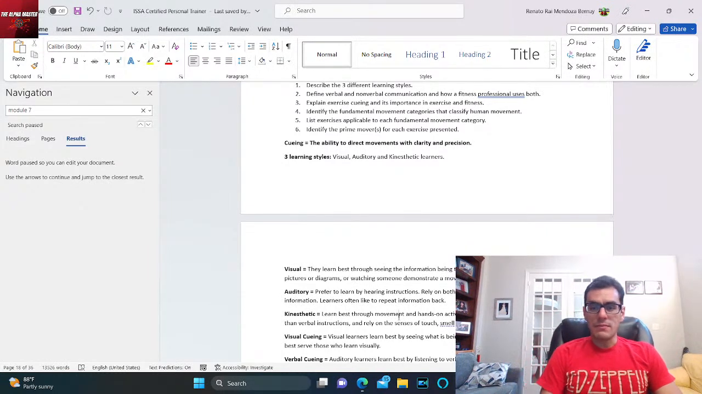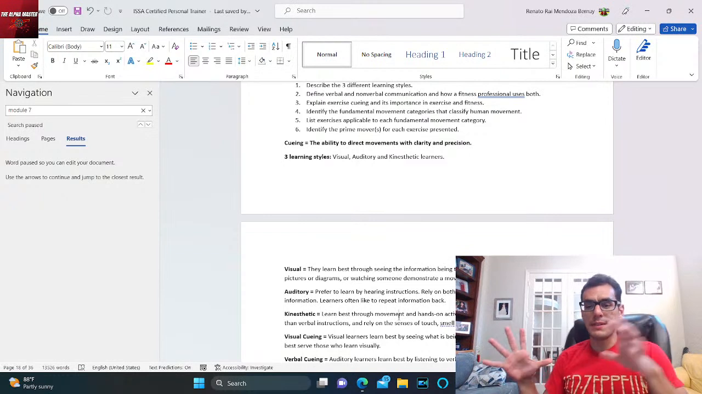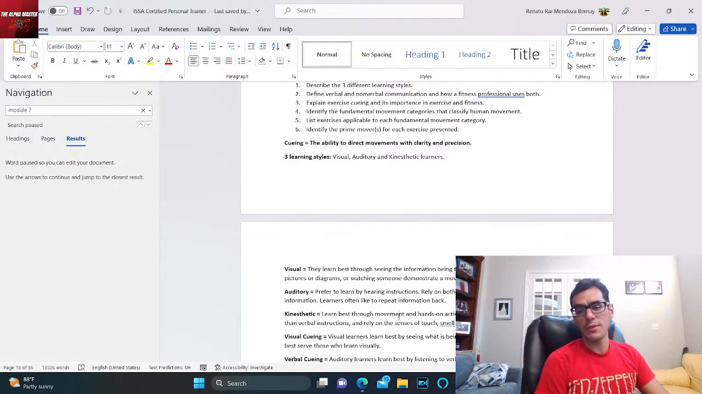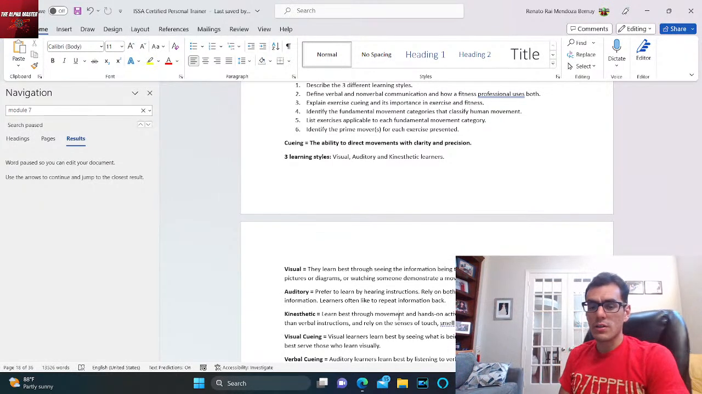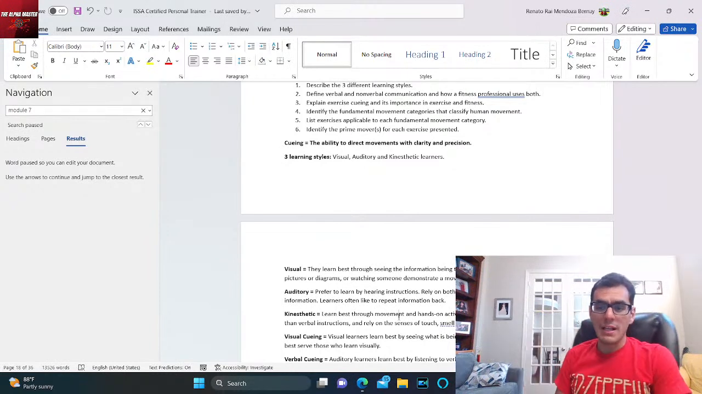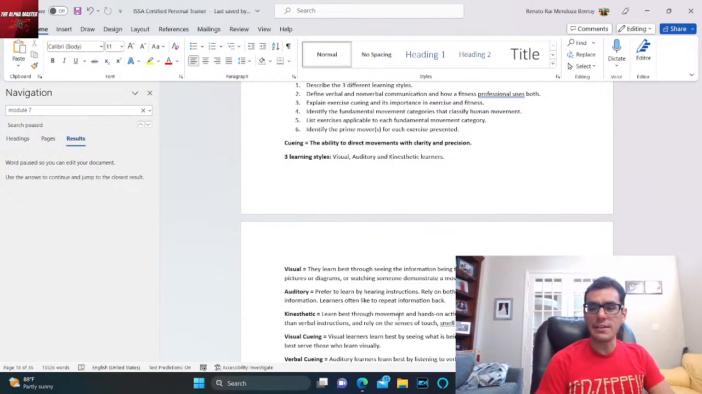Kinesthetic learners learn best through movement and hands-on activities. They respond better to physical touch than verbal instructions and rely on the senses of touch, smell, and taste in the learning experience. Now you have cueing.